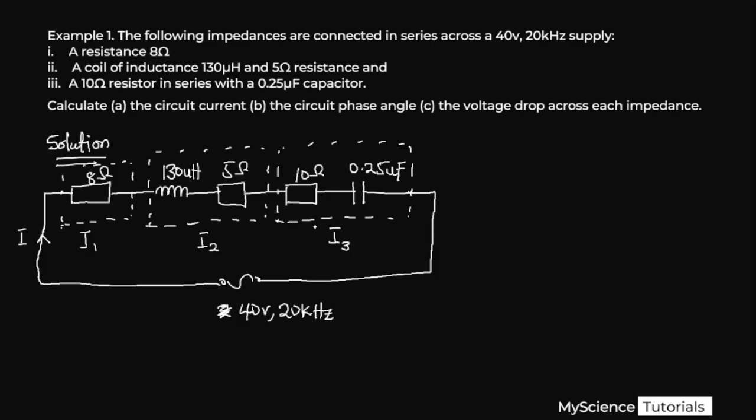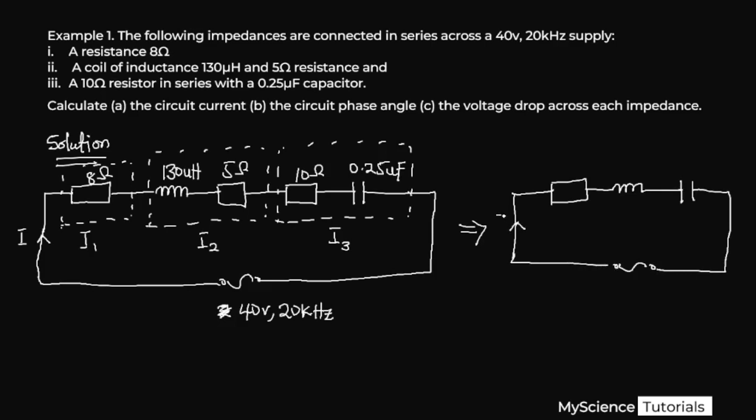Now if we look at the circuit very well, we have a resistor in the first impedance, a resistor in the second impedance, and a resistor in the third impedance. That is the only component that is repeating throughout the various impedances. So this entire circuit can be redrawn in a much simpler version as just having one resistor, one inductor, and one capacitor across a voltage supply. We have our current moving in this direction, our 40 volts, and the 20,000 hertz frequency supply.